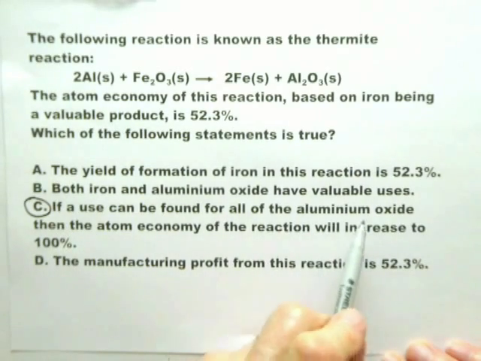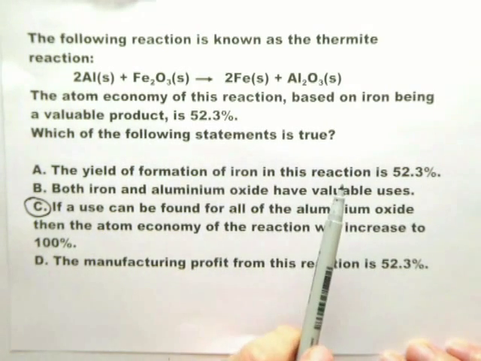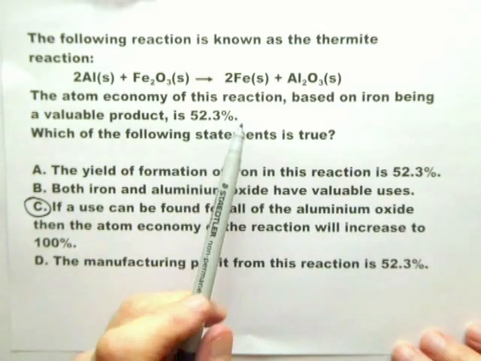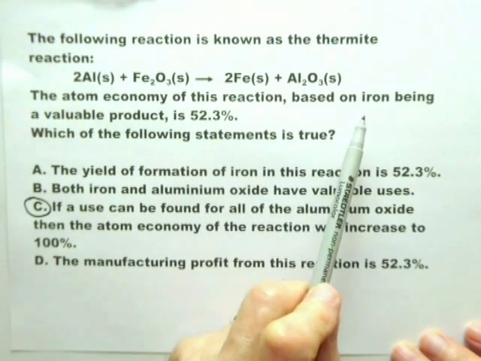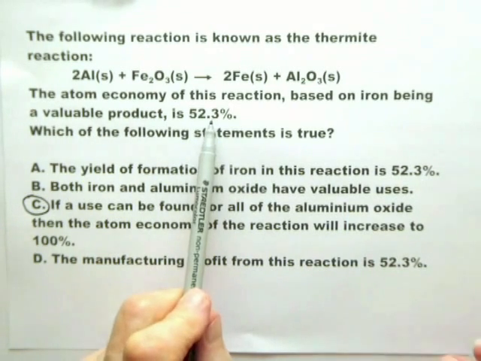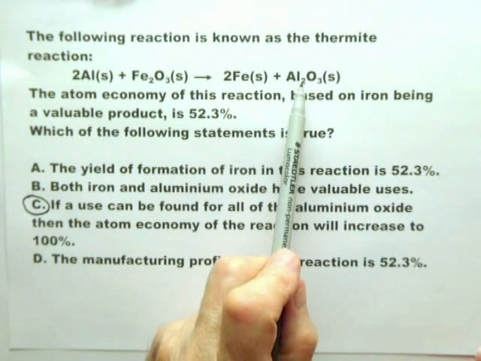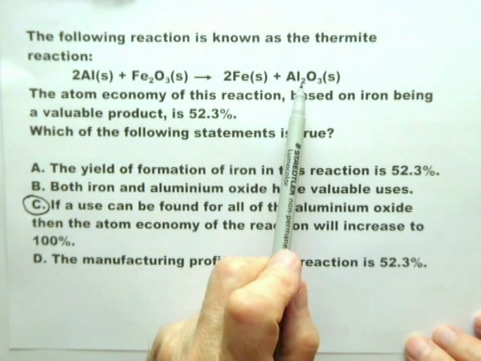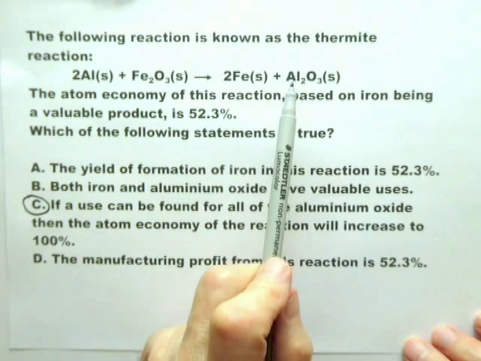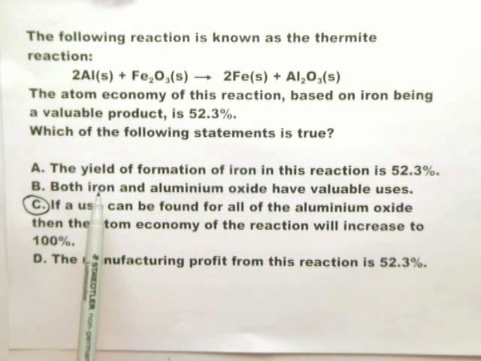If a use can be found for all of the aluminium oxide, then the atom economy of the reaction will increase to 100%. So let me just explain that. The atom economy of this reaction, based on iron being the valuable, useful, or desired product, is 52.3%. If both iron and aluminium oxide are valuable, useful, or desired, then the atom economy would be 100%. And that's why this one is the answer. And the others are totally wrong. This is again a question that could be done certainly in 10 or 15 seconds.